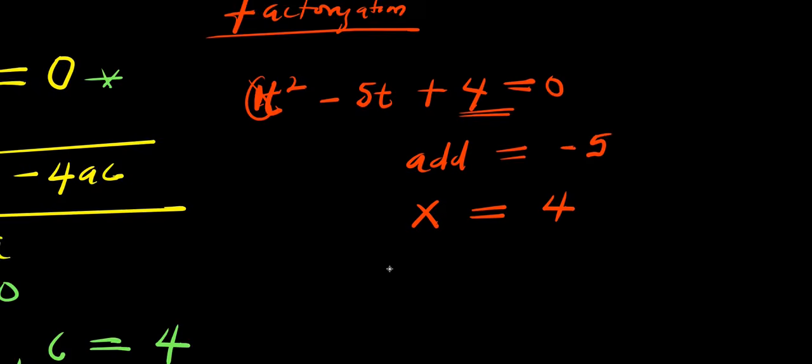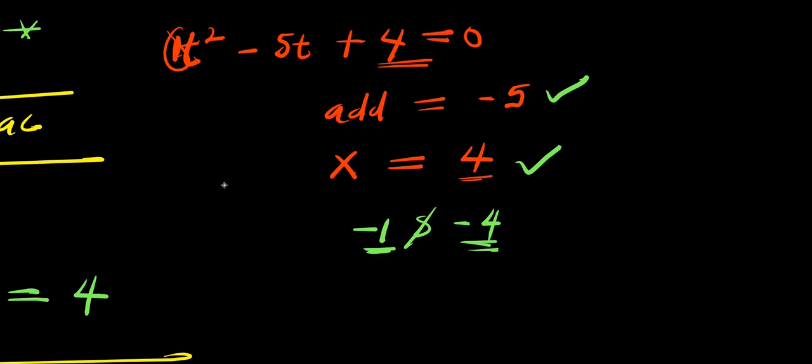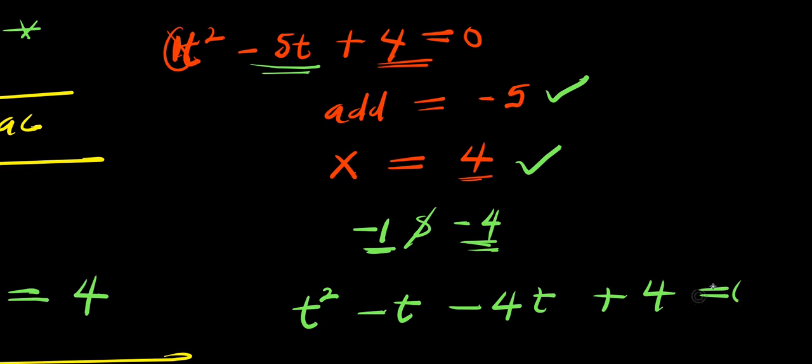So, what are the two numbers that you add to have -5 and multiply to have 4? The two values there are just -1 and -4. Because -1 times -4 will give you 4, and -1 plus -4 will give you -5. If these are the factors, then for you to solve this, you simply have t squared minus t, minus 4t, which in combination will give you minus 5t, then plus 4 equals 0.